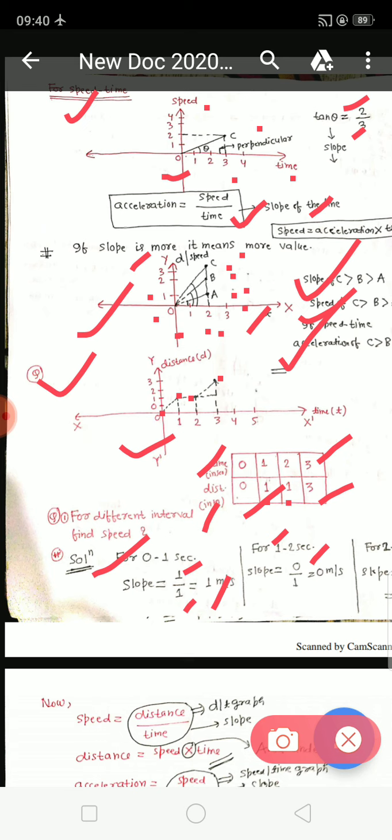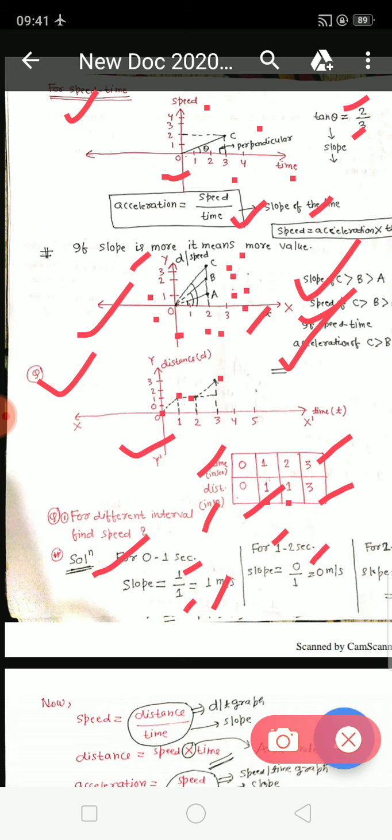The y coordinate was 1 at t equal to 2 seconds, and at t equal to 1 second it is again 1. So there has not been any change in the perpendicular value. It means that there has not been any change in the distance. Where was the object? The object is there only. It hasn't traveled any distance further.